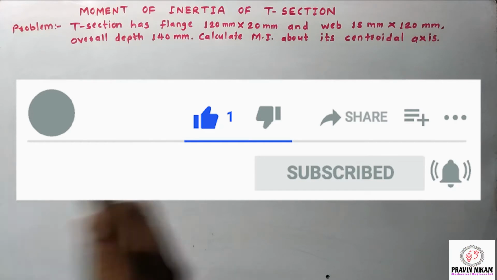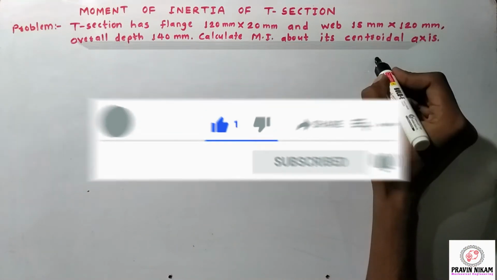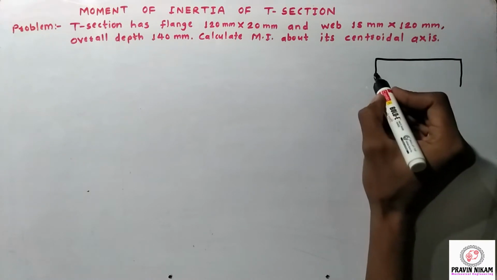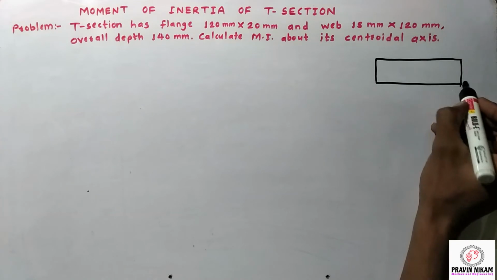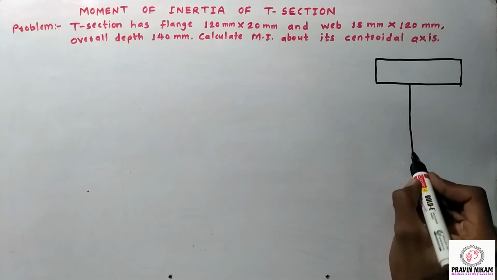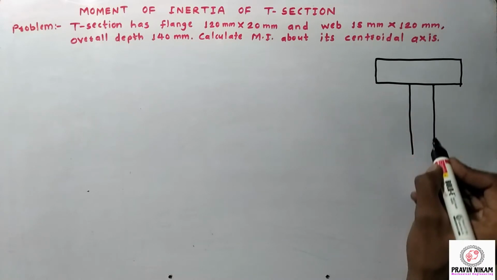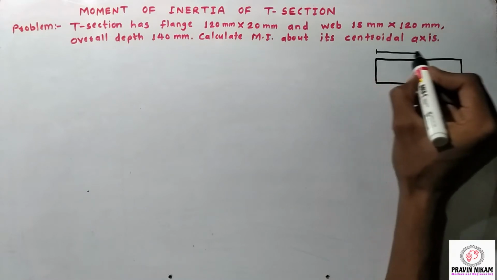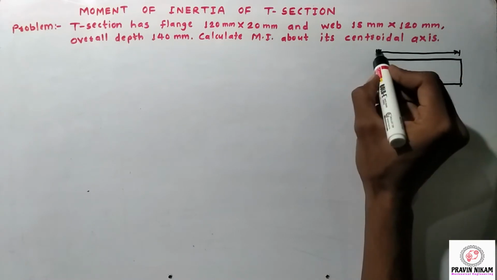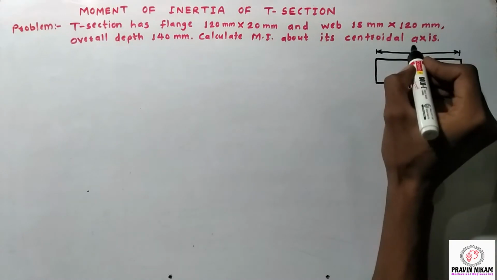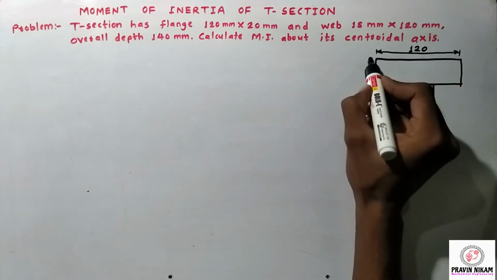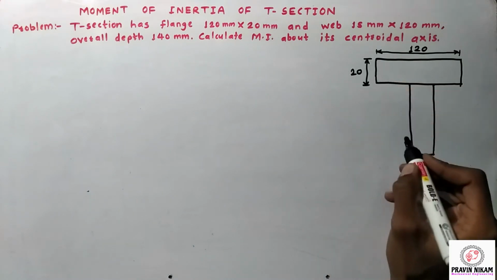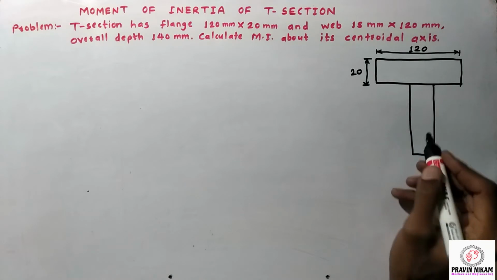So first draw the T section. This is the T section. This is the flange and this is the web. Now the flange has dimensions 120 mm into 20 mm. Now this vertical part is the web.